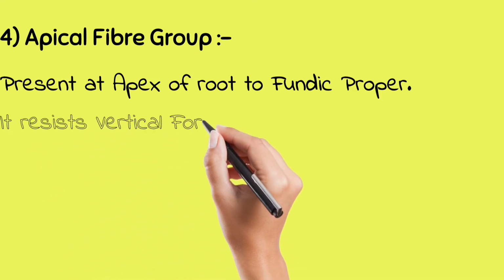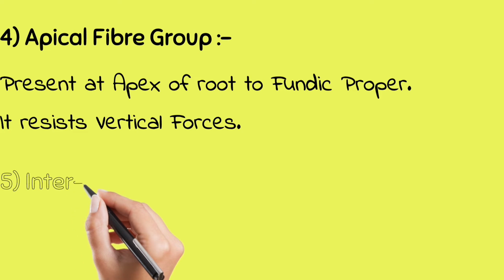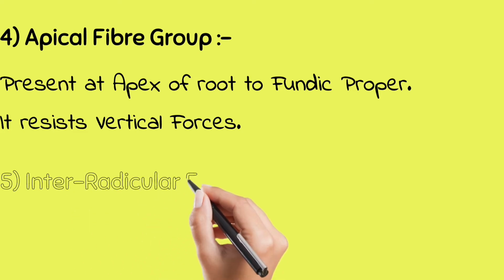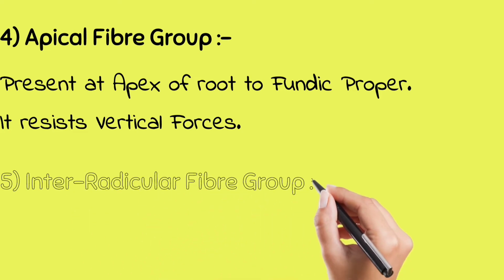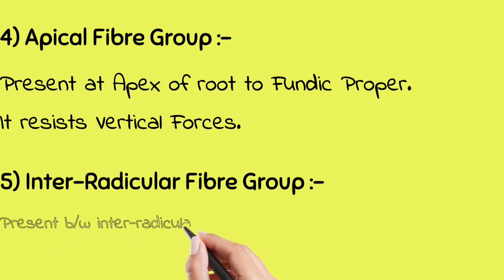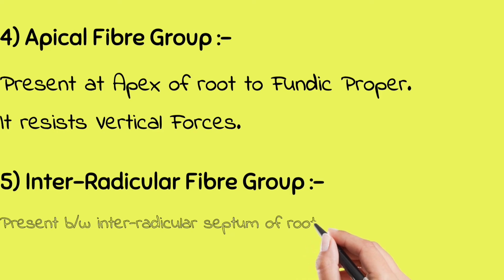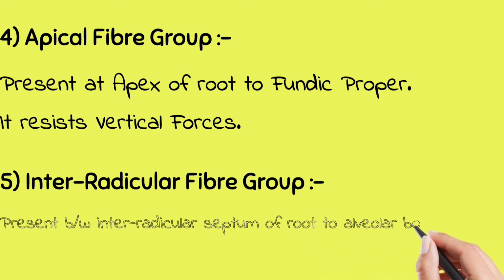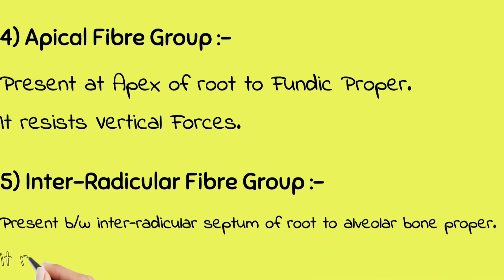The fifth one is the interradicular fiber group, and these are located between the interradicular septum and the root, running to the alveolar bone proper. They resist the vertical and the lateral movement. This ends the principal fibers.